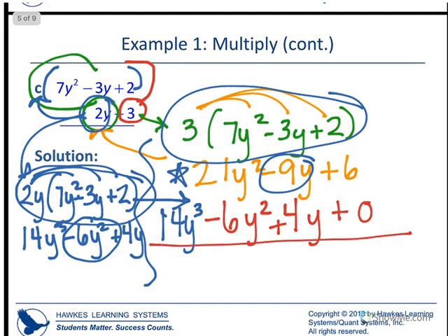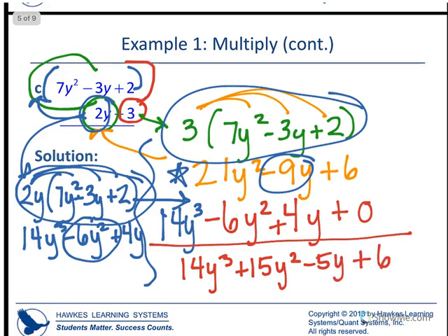Okay, so we do 14y to the third power, then 15y to the second power, and then -5y, and then plus 6. And then check to make sure that none of your exponents are the same. Okay, so they're all different. We've combined everything, so you're good.